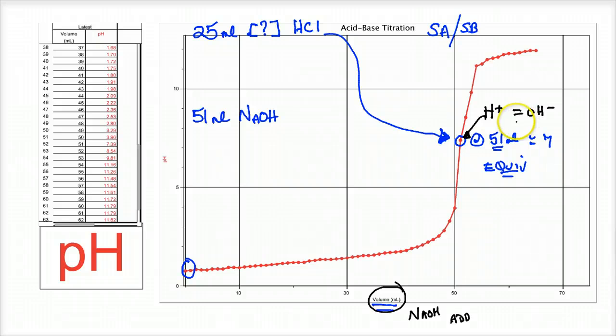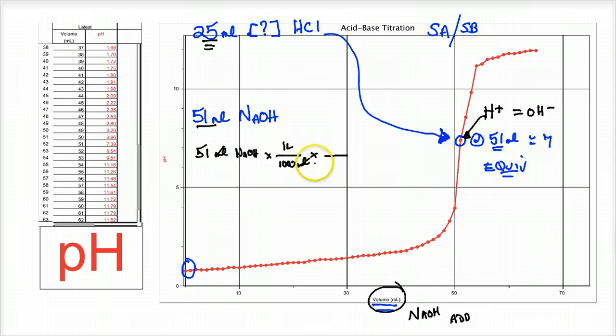And if I know the volume of my initial solution, this is getting pretty easy when you think about it. So I take my 51 milliliters of NaOH. Let's start down here. The first thing I'm going to do is divide by 1,000 milliliters for 1 liter, and this is going to give me liters. The reason I'm doing that is because if I know the volume and I know the molarity, I can get the moles.